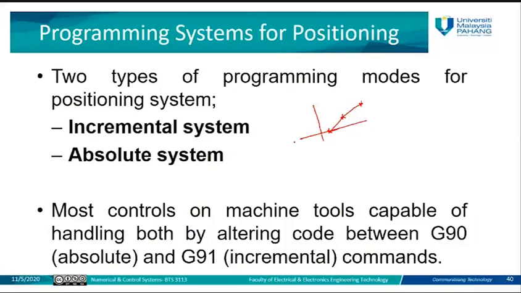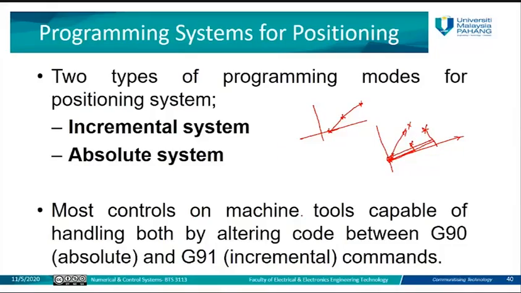And for the absolute system, we have a fixed reference point. We select our reference point for the machine. In the beginning, we say our reference point, for example, is 0,0. Then all other coordinates will be measured with respect to this reference point. So what is the distance on the x-axis, for example, and what is the distance on the y-axis, all measured relative to the fixed reference point.